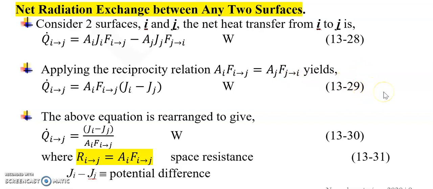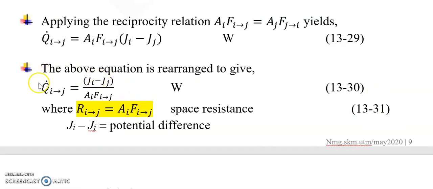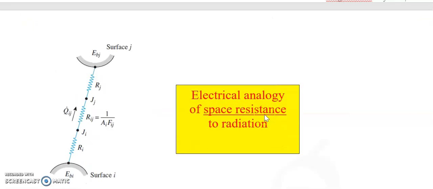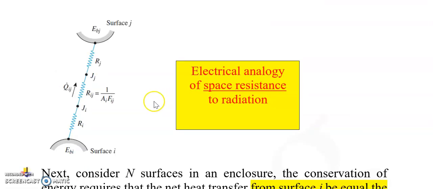Now, if you arrange 1329, you are going to get something of this form, which gives us space resistance, where the numerator is just the potential difference. So here is a schematic diagram of the electrical analogy of space resistance to radiation. Note that we have here the surface resistance associated with surface I, and here the surface resistance associated with surface J, and between them we have the space resistance. That is for two surface radiation exchange.